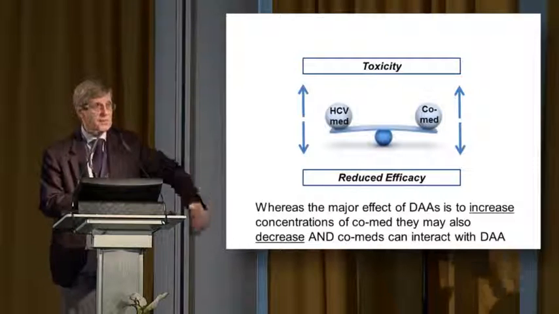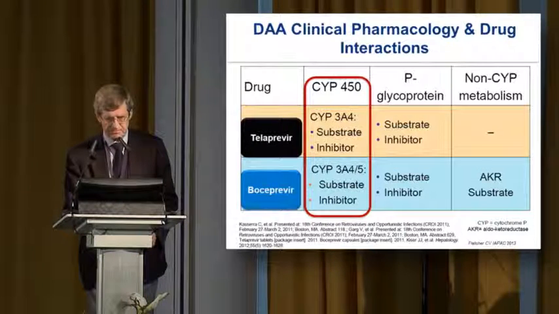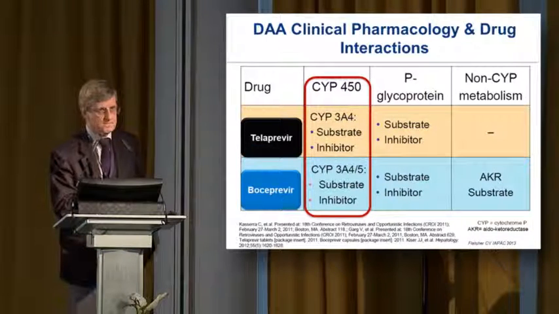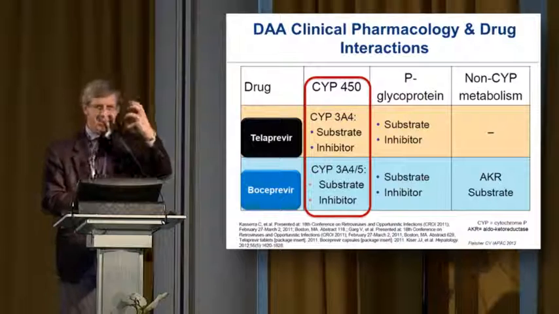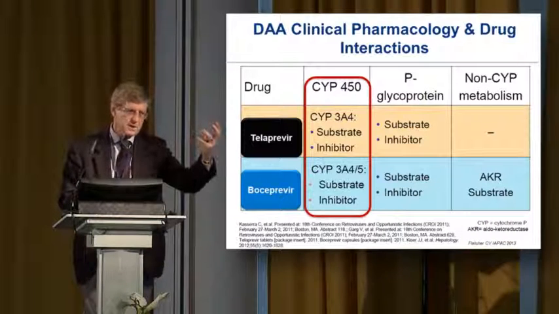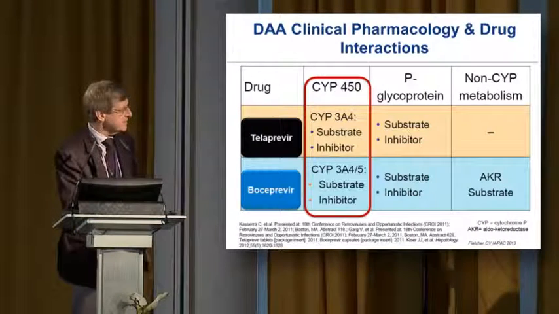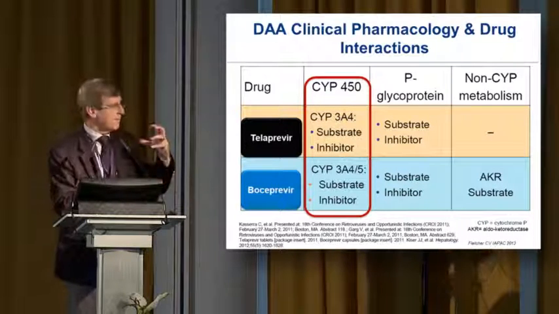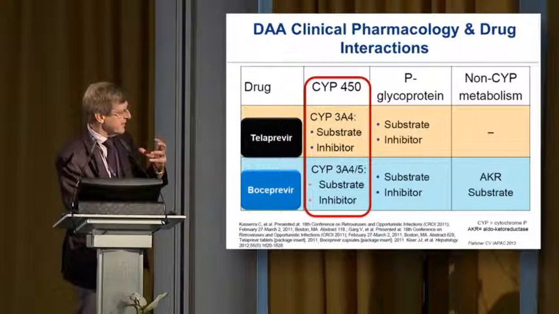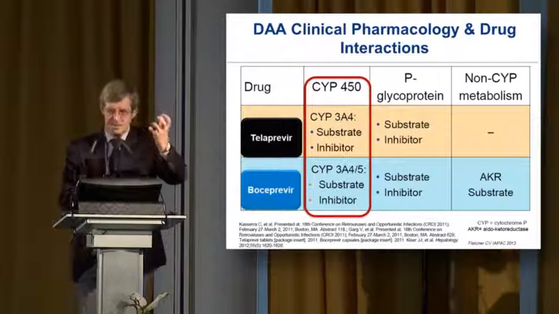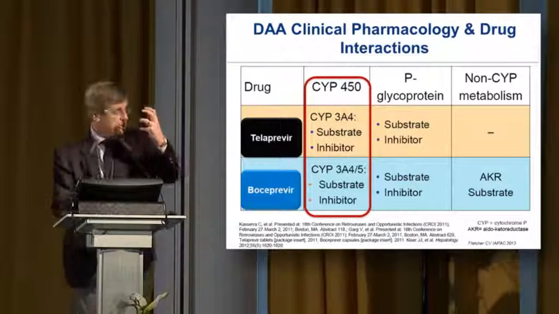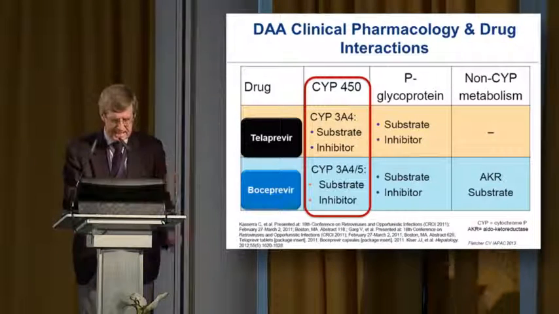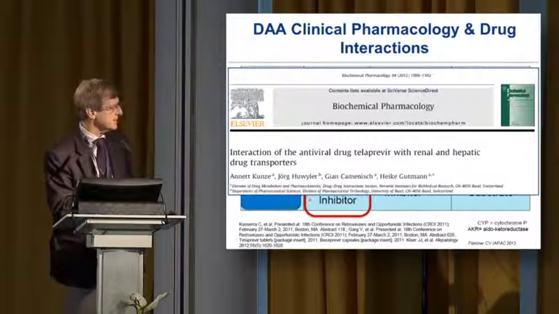However, that is not the only interaction. So we're faced with telaprevir and boceprevir, which are both metabolized by, and Mark mentioned it earlier this morning, the enzyme cytochrome P450 3A4. But not only are they metabolized by that enzyme, they also inhibit this enzyme. And I'll show you why that is so important in relation to understanding drug interactions.